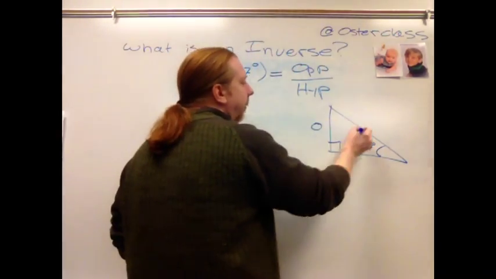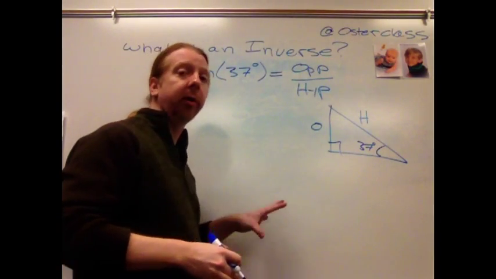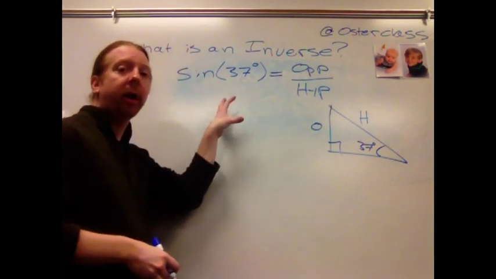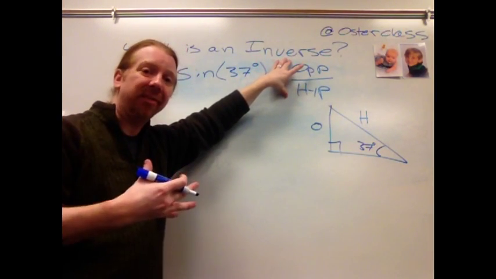Then if I divide the opposite by the hypotenuse side, I'm always going to get the same value, regardless of how big or small that triangle is. That means I'm talking about the sine of that angle. This ratio will always give a constant value.